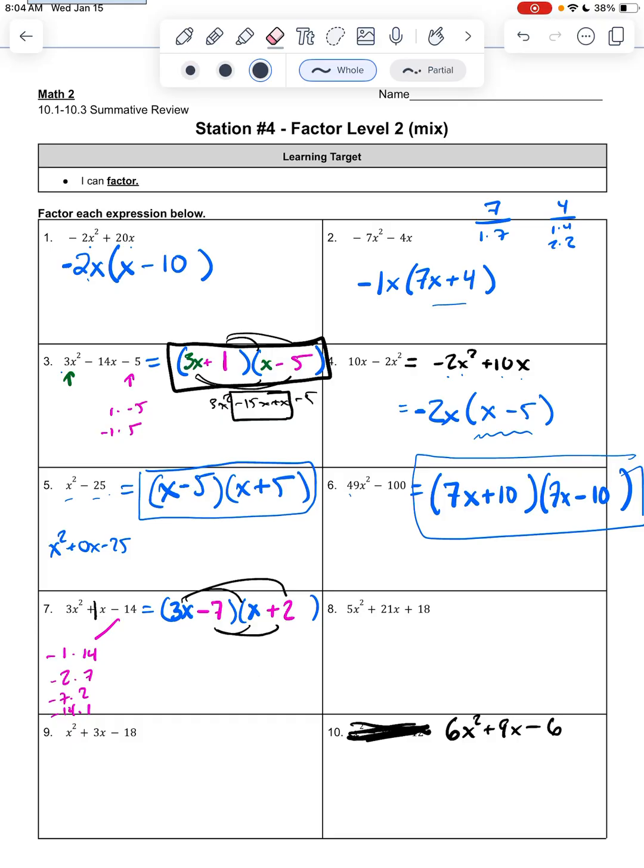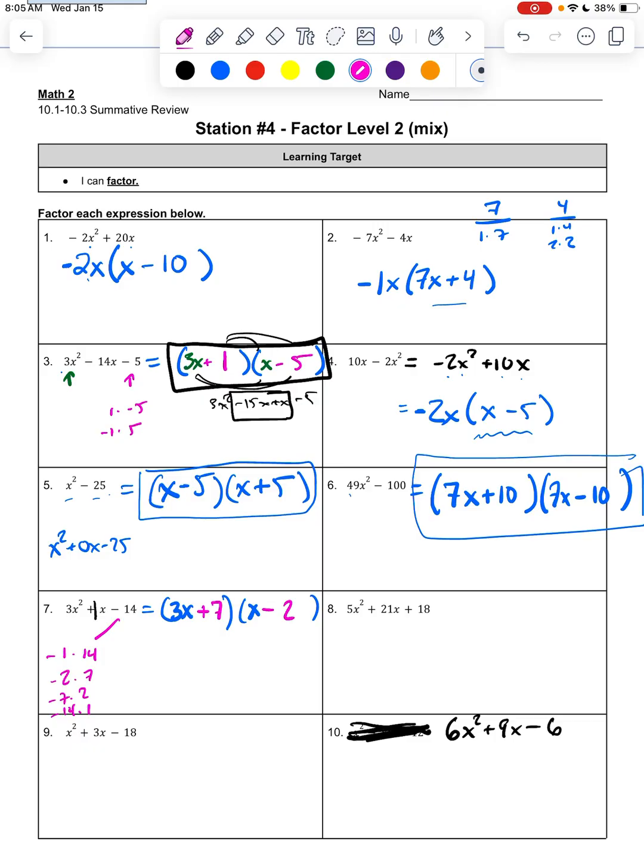I'm going to erase this. What do we need to change? What we need to do here is, let's try, what if we switch the signs on the 2 and the 7? What if instead of this being negative 7, we make this positive 7? Instead of being positive 2, we make this negative 2.